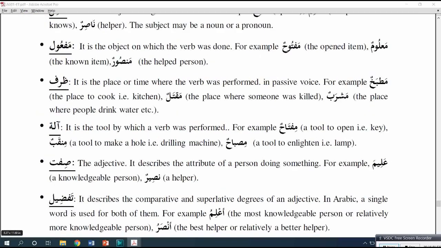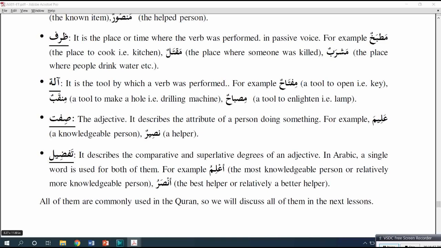Then the other type is sifah. Sifah is the adjective, the attribute describing a person doing something. For example, alim, a knowledgeable person you call. Nasir, a helper person, like this. So this is the adjective. Adjective means that especially its skills are available there. So these words are used for them. Then tafdeel.